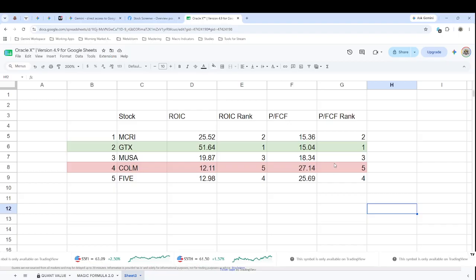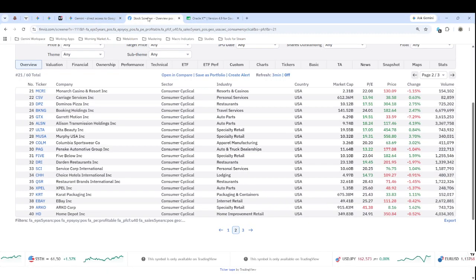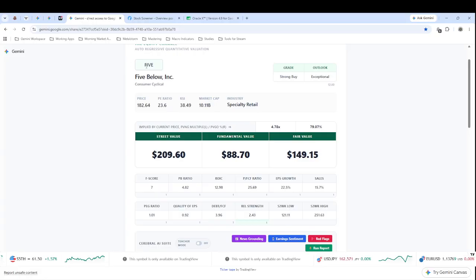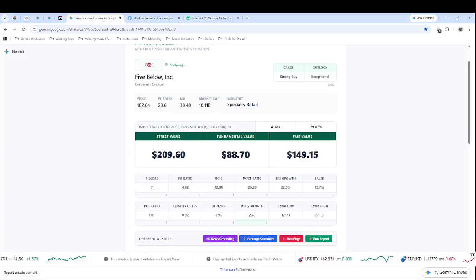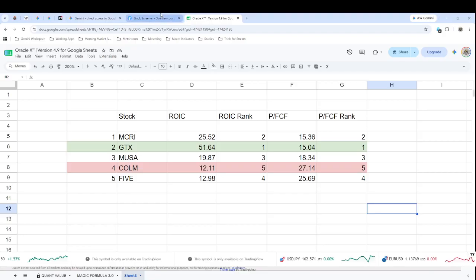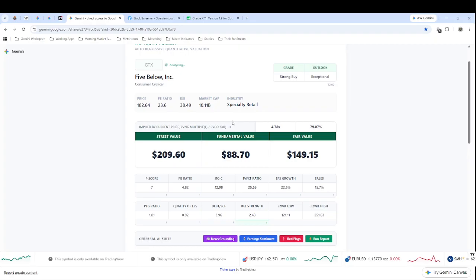It's almost like the market is pricing them this way. But either way, GTX is going to be the one that I'm going to want to dig into. MCRI comes in a strong second, and MUSA. Who are those guys again? Murphy. Oh, the bed people. Right. All right. So let's go GTX. This is going to be the one that I'm looking at here.